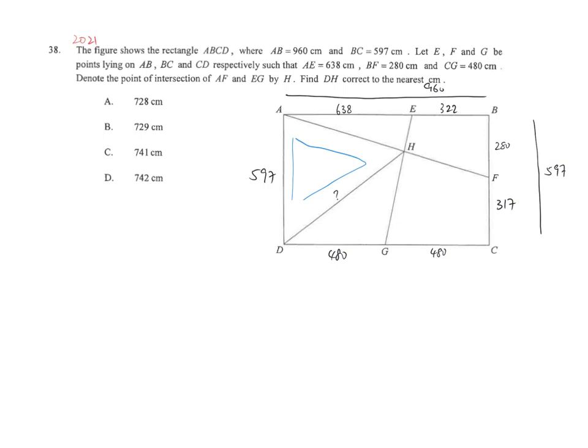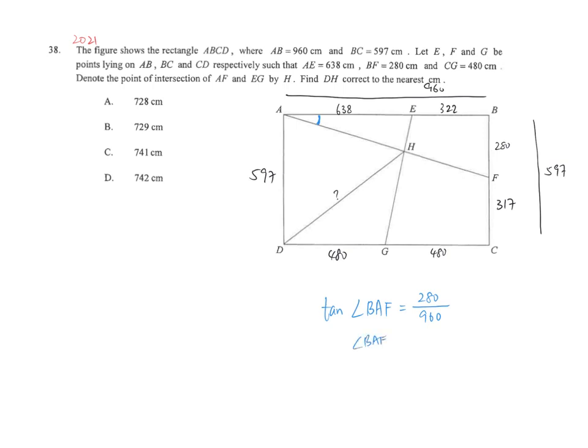To tackle this problem, first we will have to find this angle right here, angle BAF, because the AB length is given and BF is given. If you use tangent, you'll be able to find the answer. So you find the tangent of angle BAF, which is opposite 280 divided by the adjacent side 960. So you'll be able to find the angle BAF.